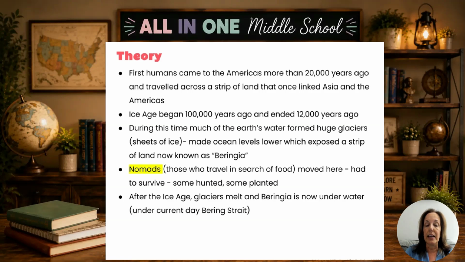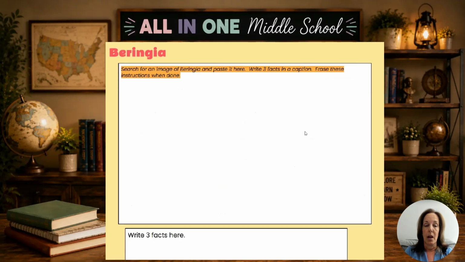After the Ice Age, glaciers melt, and Beringia is now underwater. It's under the current day Bering Strait. So you can search for your image of Beringia and write your 3 facts here.